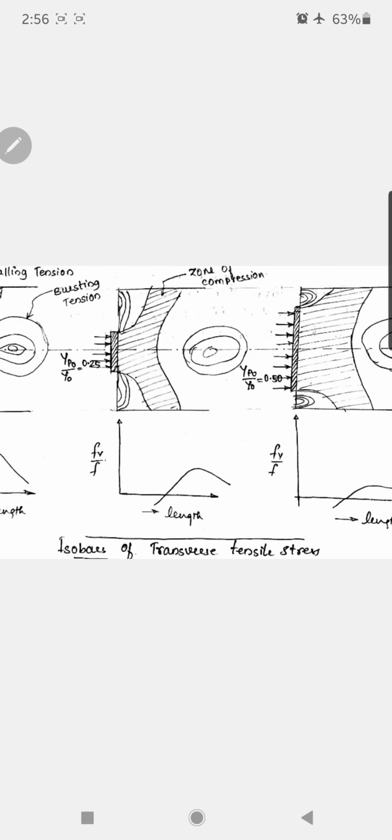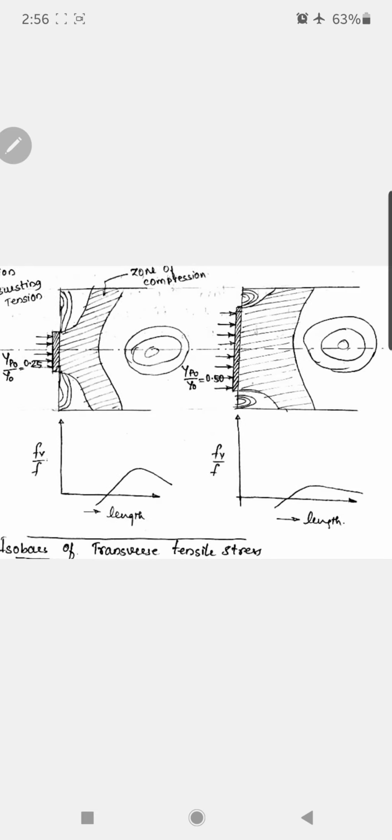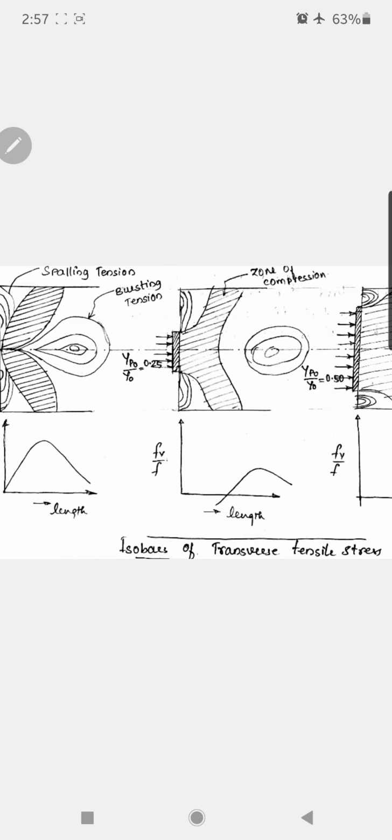Now similarly, if you increase the depth of the anchor plate still more, that means if I take the ratio yp0 by y0, that is depth of the anchor plate to the depth of the section, as 0.5 and increase the anchor plate depth as compared to the previous one, then we will see that the zone of compression is increased and the tension stresses are getting reduced.